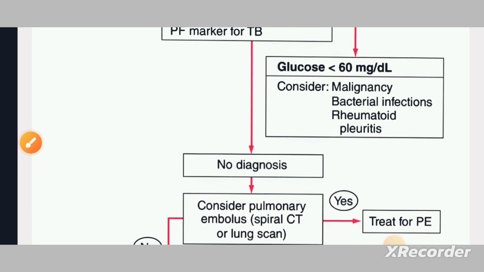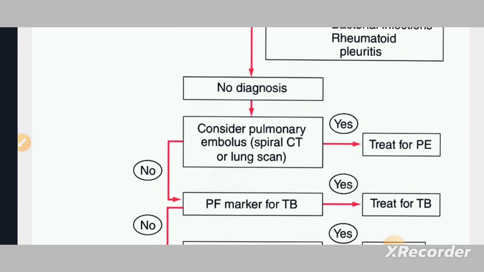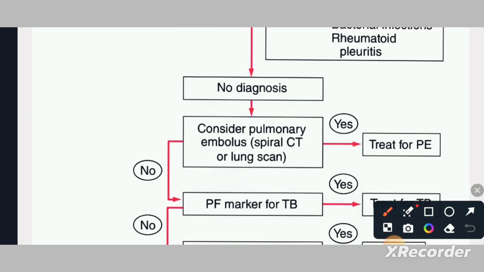If none of this is found, and every other value is normal, and you are not approaching any diagnosis in this patient, then you have to send the patient for a CT scan. Why are you sending the patient for a CT scan? To rule out any pulmonary emboli. If you find any pulmonary embolism, then treat the patient for the pulmonary embolism.